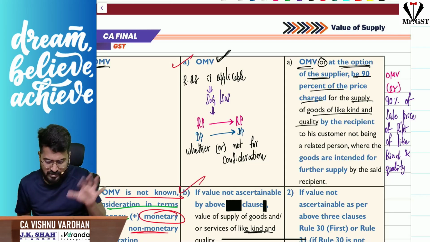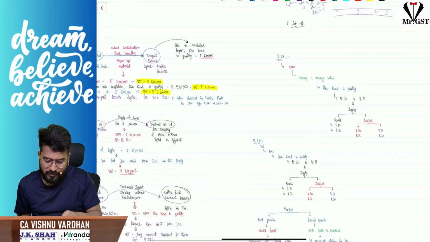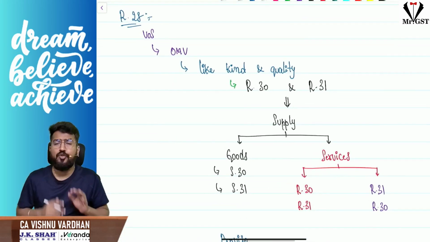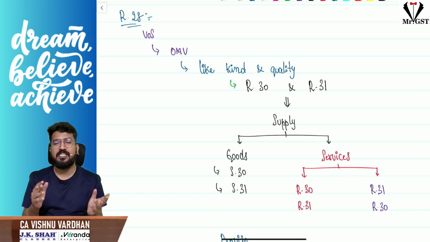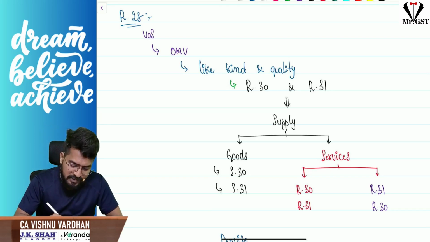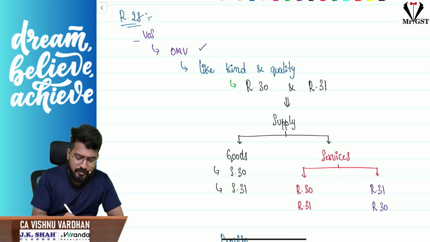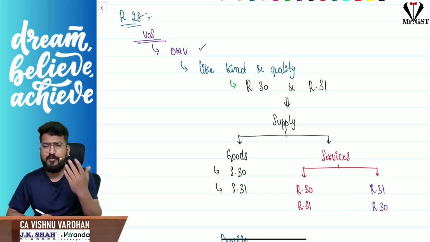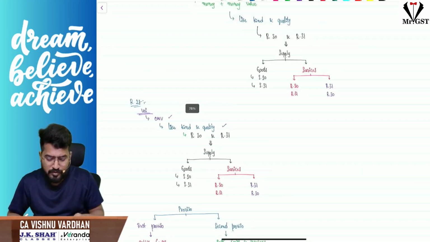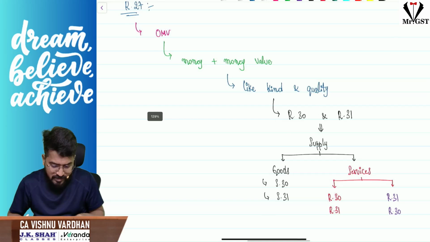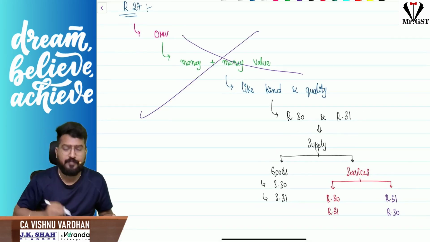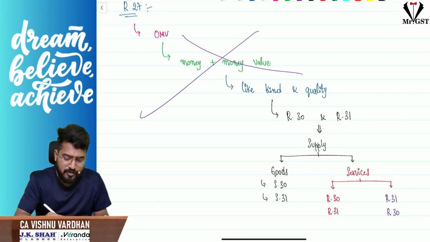Now, if you see the summary of rule 28, I have prepared a flow chart for you, and there are a lot of examples also to understand. Rule 28 says that if the supply is happening between related persons or distinct persons, the value of supply you please take as open market value. If it is not available, take like, kind and quality straight away. So simple. For rule 27, if you see, this is the flow chart, and for rule 28, this point will not come. Then automatically it becomes rule 28.